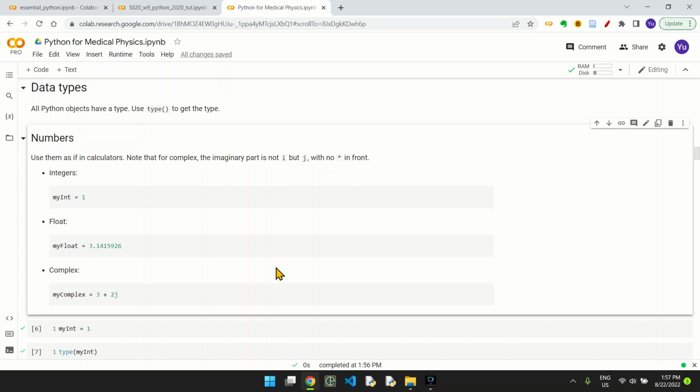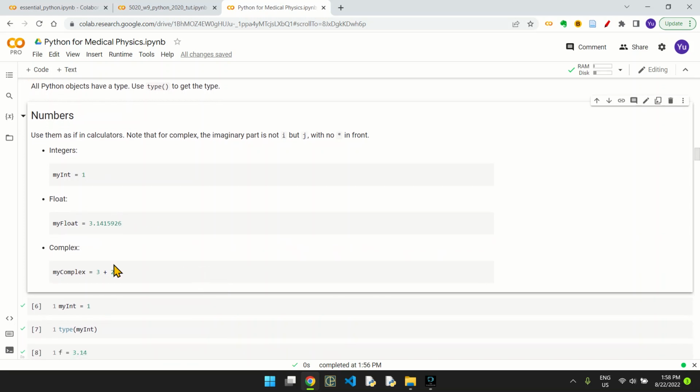Okay, let's look at the data types one by one. So the first data type we're going to look at are numbers. As you can imagine, there are different types of numbers: integers, floating point numbers, short as float, and real numbers, and also imaginary numbers. And in combination, those are the complex numbers that we're looking at here.